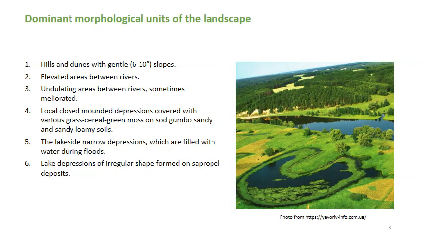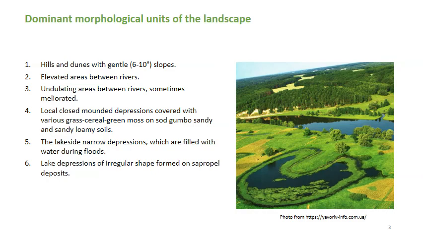The basin of Lake Rivne was formed among real dominant morphological units of the landscape, presented on the slide, and the typical landscape view we can see in the photo. So the dominant morphological units are hills and dunes with gentle slopes covered with lichen shrub pine forests on humus podzolic, sometimes crushed stone and sandy soils. Also, there are elevated areas between rivers, complicated by karst funnels, covered with lichen, moss pine and beech pine forest, on slightly podzolic, sometimes clayey sandy soil.